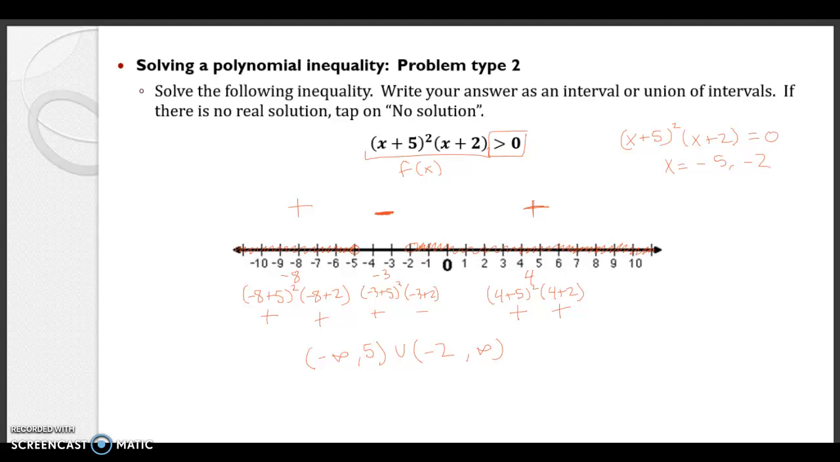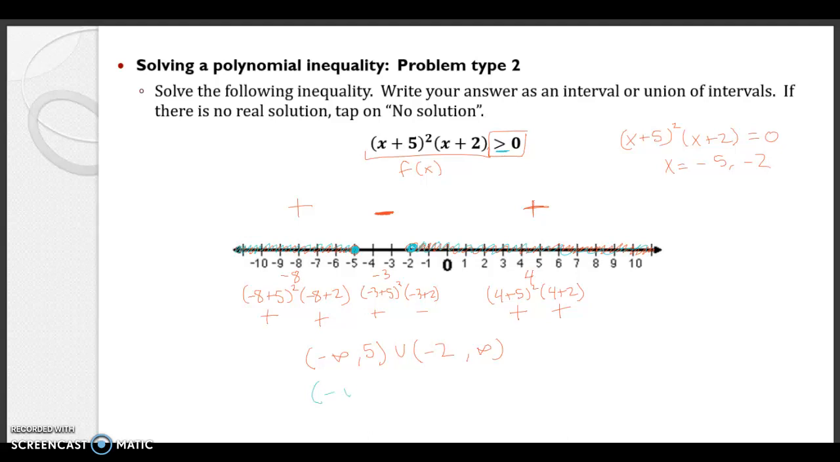Now let's go ahead and say that we change this a little bit, and we say, hey, let it be more than 0 and equal to 0. What would that look like? Well, it would be the same, but at -5 and -2 we would have filled in circles. But then our intervals would be the same, like this.